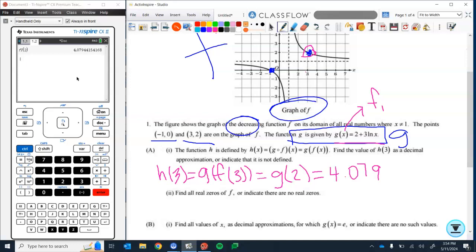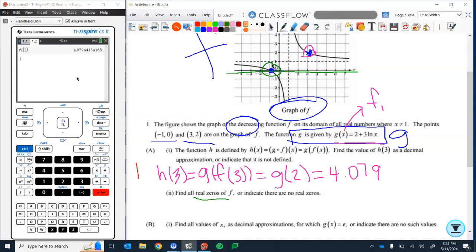Okay, so that's part 1. That is worth 1 point. Then I want to find all the zeros, or all the real zeros of f. The zeros are the x-intercepts, and it's anywhere it crosses the x-axis. I think that's why they gave me this point.